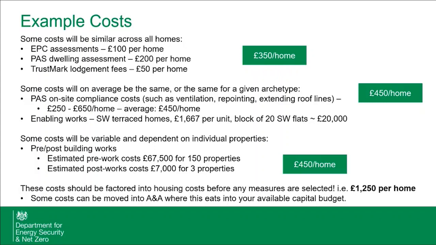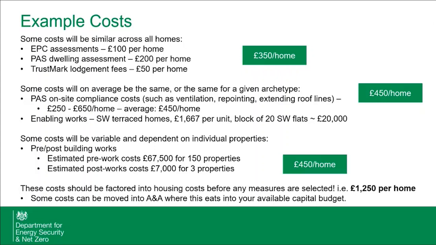Then on top of that, some costs will be variable and dependent on individual properties. So you might have some pre-work costs, you might have post-work costs. Again, some of these can be capitalized, some of them can be put in as A&A. Some costs are unforeseen, I do take that point. For the purposes of this example, we're going to use some rough costs just to make filling out that batch easy. Obviously, I appreciate it's a bit more complicated in practice and it will require a home by home approach, but at least having some sense of what your ongoing costs are is probably a sensible approach.